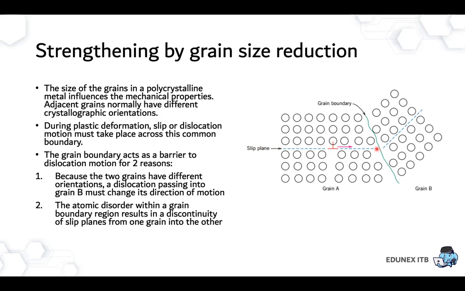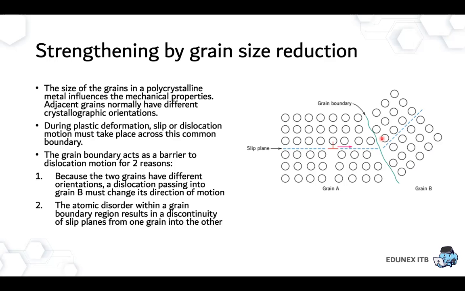Because two grains have different orientations, a dislocation passing from grain A to grain B must change its direction, and when it changes direction, it needs some energy. So the metal will be stronger. The atomic disorder within the grain boundary results in discontinuity of slip planes from one grain to another. So it looks like the dislocation is held back.